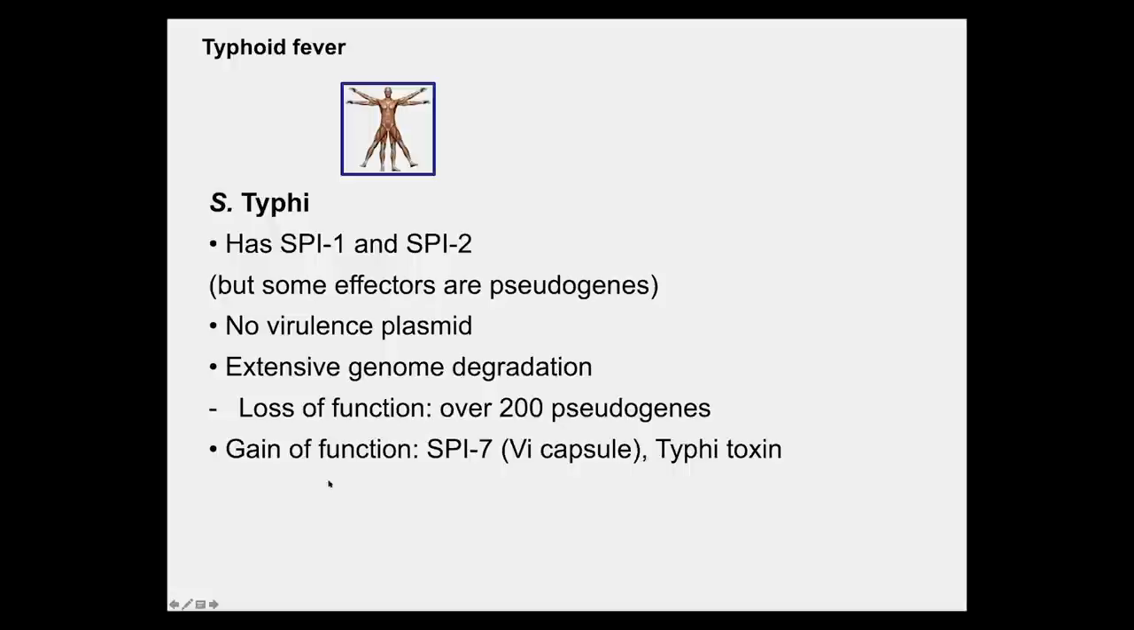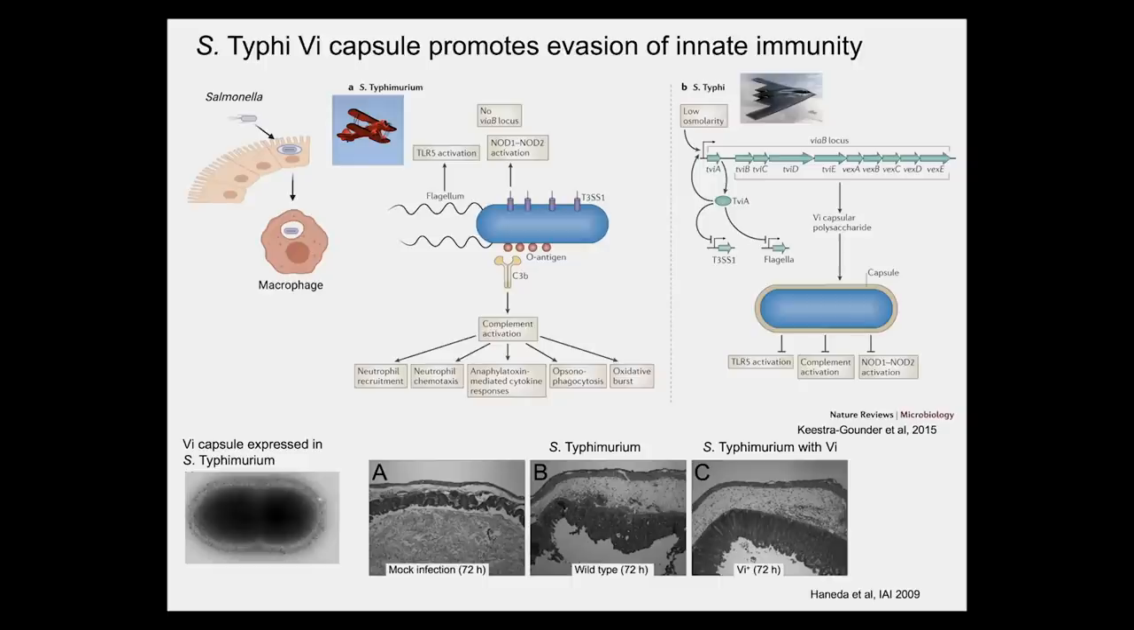At the same time, though, there is a gain of function and acquisition, for example, of SPI-7, which encodes the Vi capsule, and also acquisition of the typhoid toxin. So if we look at how Salmonella interacts with the host immunity, we and others found that the Salmonella Typhi Vi capsule is able to promote evasion of innate immunity. Salmonella Typhimurium, for the host, looks like this red noisy plane. So it triggers a strong inflammatory response, is able to activate TLR5 and NOD signaling and complement activation, and causes this massive inflammation that I showed you a few slides before.